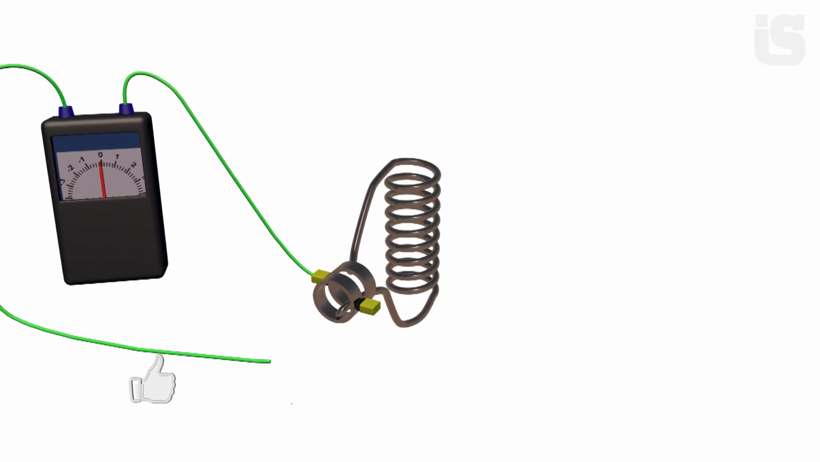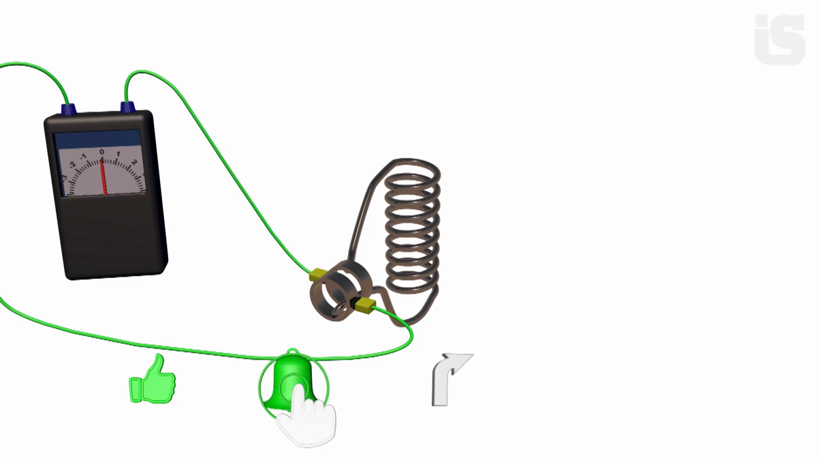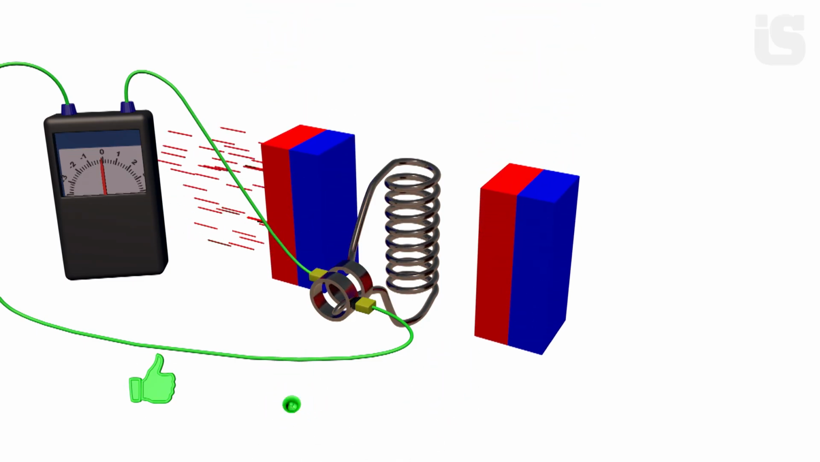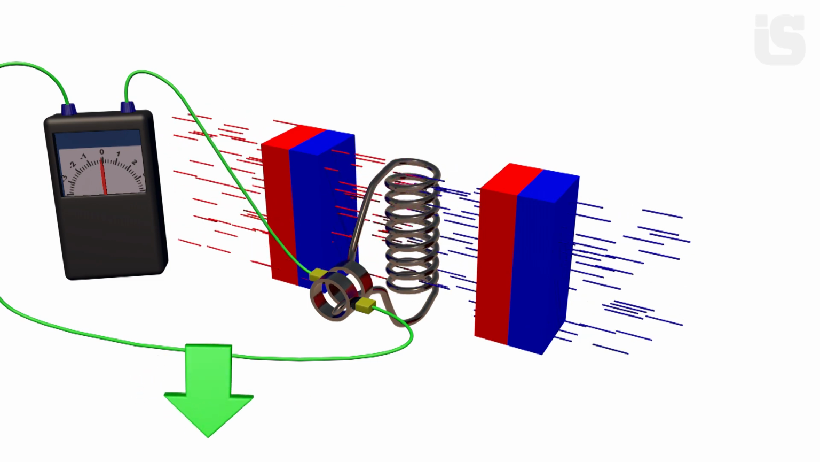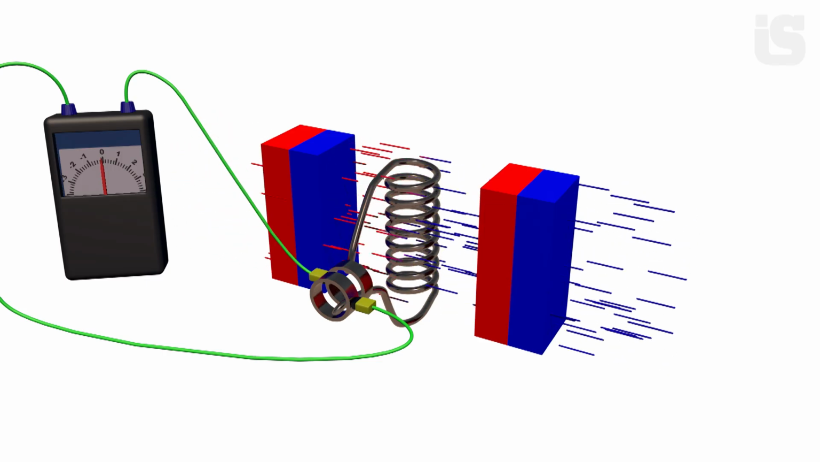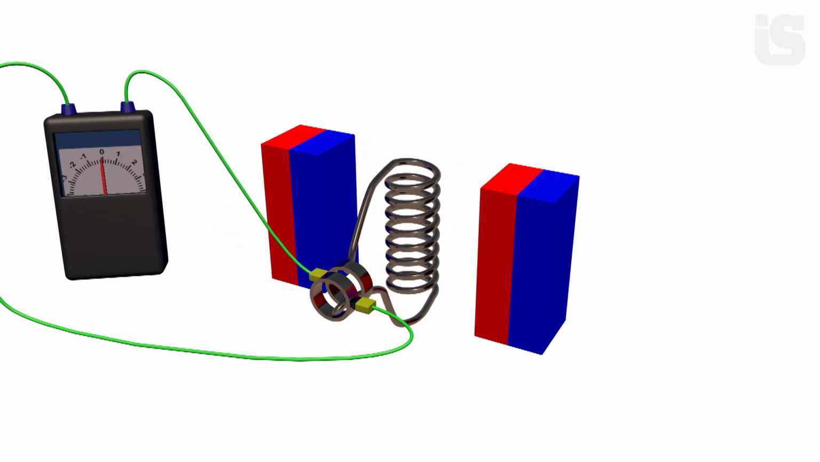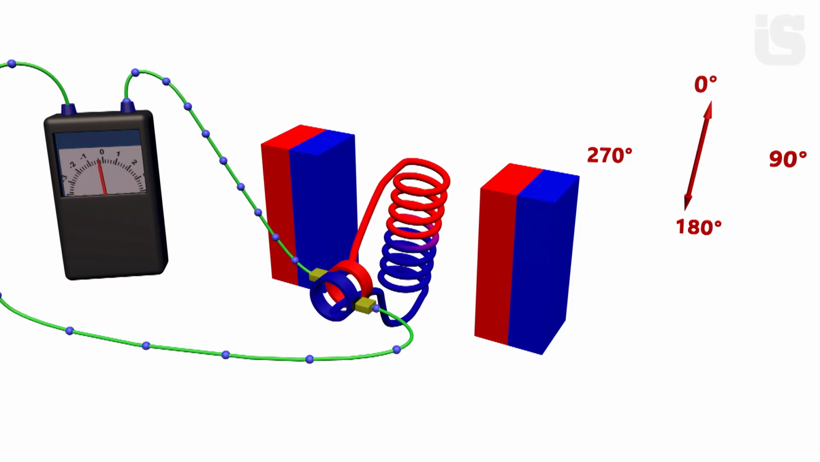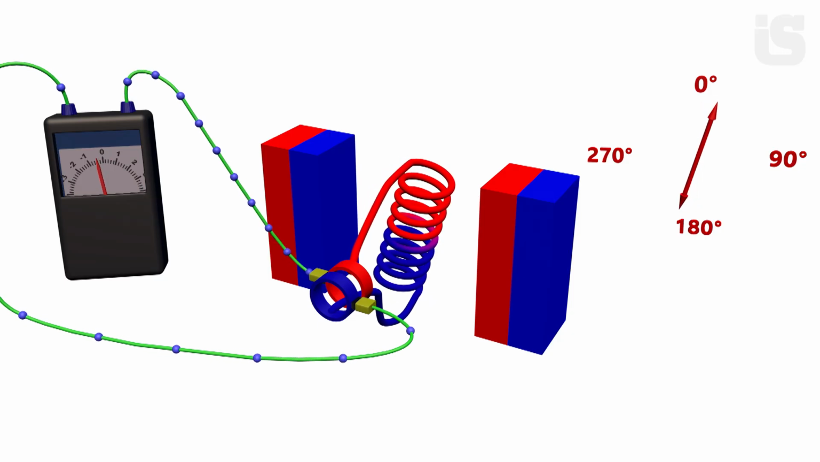Let's add magnets on either side of the solenoid. The magnetic flux from the magnets is directed in one direction, from south to north. South is red, north is blue. The poles of both magnets alternate and are directed in the same direction. Let's start rotating the solenoid. The solenoid will immediately begin to generate an electric current.